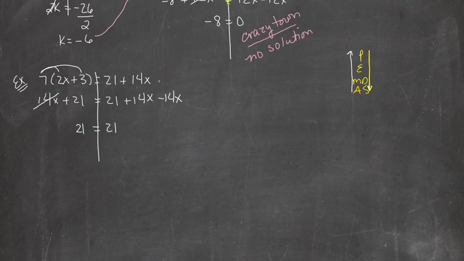21 equals 21. Notice how that's kind of a funny answer. My variable disappeared and I got something that, this time, is true. It's not crazy like last time, it's just true. And that actually means something, right? So this is always true. And it means any x you plug into that, all values that you plug in for x will be a solution. That's weird, isn't it? All numbers are a solution.